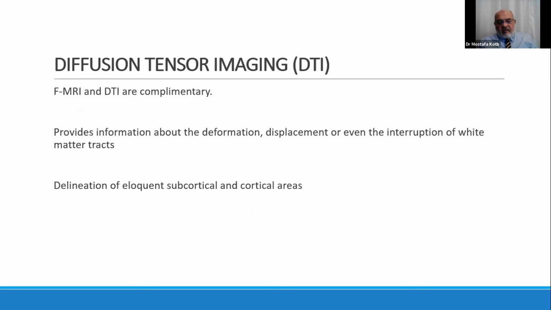Another examination that is complementary to the functional MRI is the diffusion tensor imaging, which actually measures the movement of the water molecules in the tracts during the function. It provides information about deformation, displacement, and the interruption of the white matter tracts. It delineates the eloquent subcortical and cortical areas.